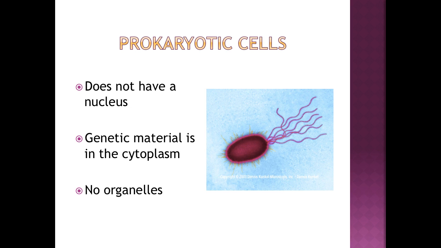Now, prokaryotic cells, however, do not have a nucleus. The genetic material, or the DNA, is located in the cytoplasm, and it has no organelles. So all it has is the cell membrane that holds in the genetic material that is located in the cytoplasm. And usually prokaryotic cells have cilia or flagella to help it move and get from place to place.